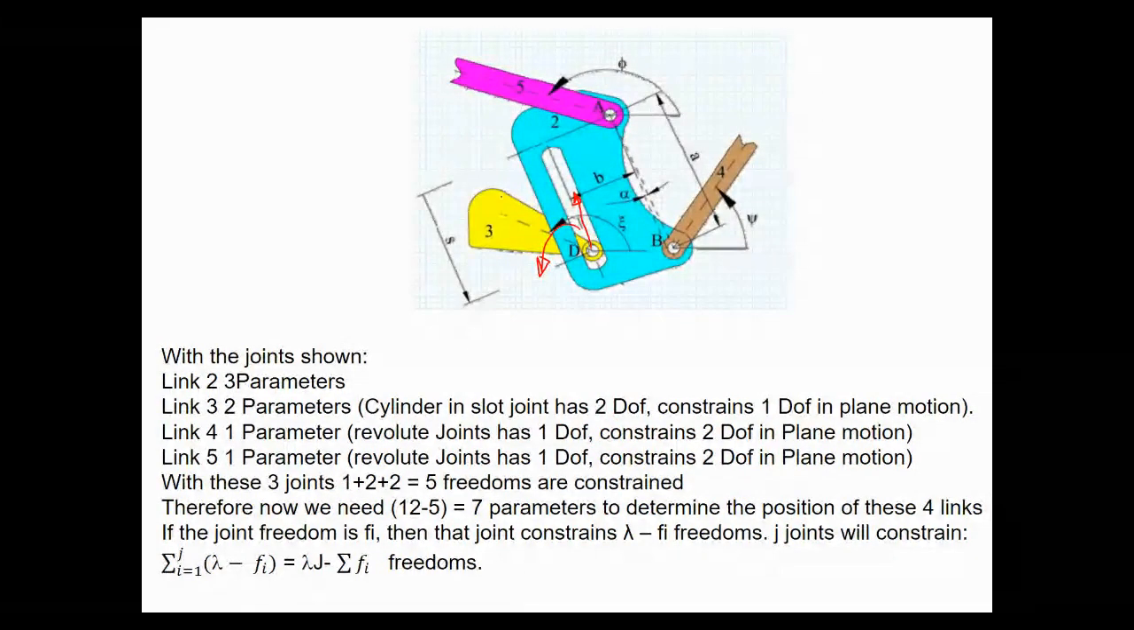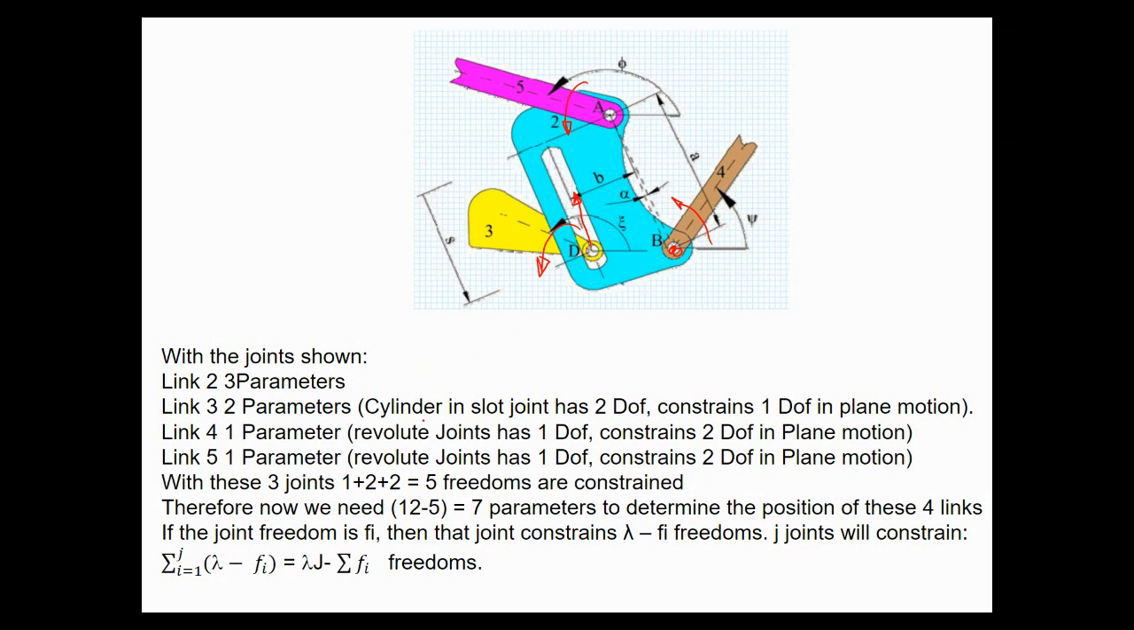Link 4, where is this one? Link 4 is connected by a revolute joint here. It can only make a rotation, so it only has one parameter now. Two of the rotations are restricted. And link 5 can also only rotate with respect to link 2. So it also has one parameter.